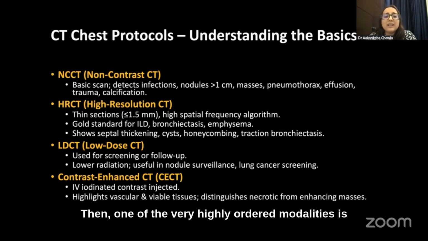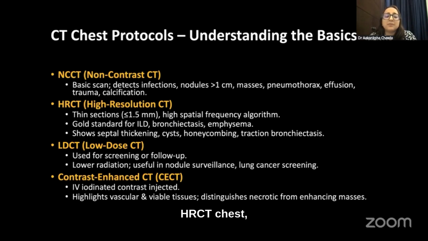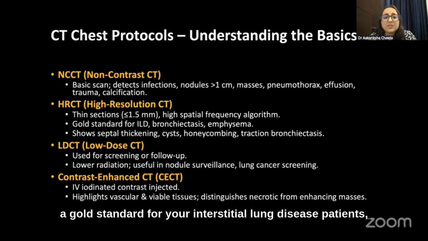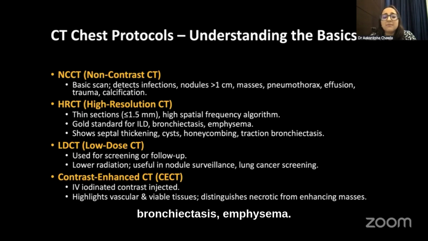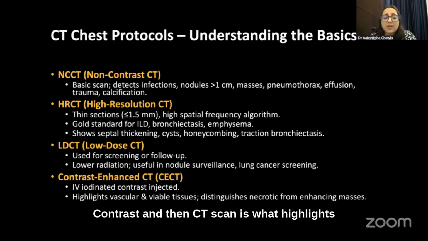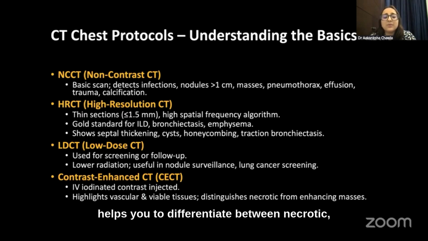Then one of the very highly ordered modalities is HRCT chest, which has thin sections ranging from 0.5 to less than 1.5 mm. And it is again a gold standard for your interstitial lung disease patients, bronchiectasis, emphysema. Then low dose CT scan, which is done for nodule surveillance or for lung cancer screening. Contrast enhanced CT scan is what highlights your vascular and viable tissues. It also helps you to differentiate necrotic from enhancing masses.